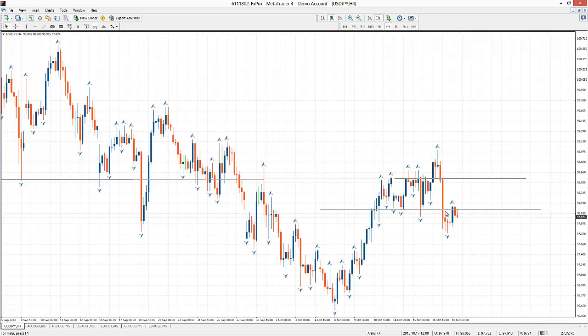On the 4-hour chart, see this big move down, it broke this down fractal, so the 4-hour market direction is down. Then we had a retracement and a retest, and you see we've had continued selling.